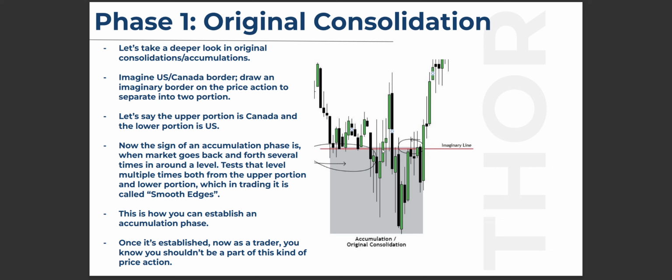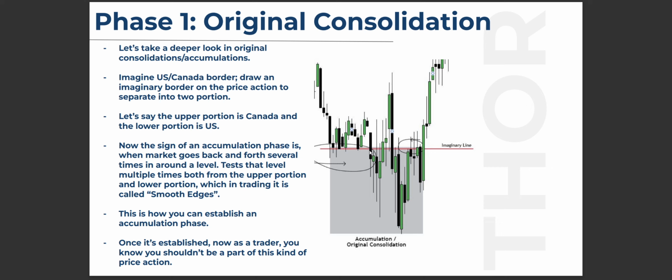price respecting a certain level, okay? Sort of in a way of support and resistance, right? When it's coming from Canada, for example, it's going to be facing some sort of support. When it's coming from the United States to the border, now it's encountering some sort of resistance. So what you need to look at is a level where it rejects from both sides several times, right? This is what we call smooth edges.